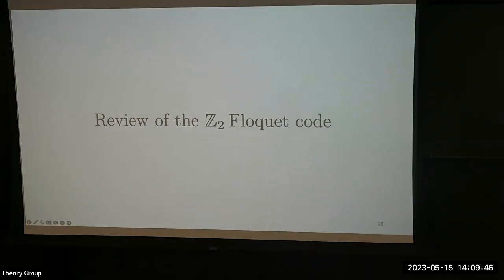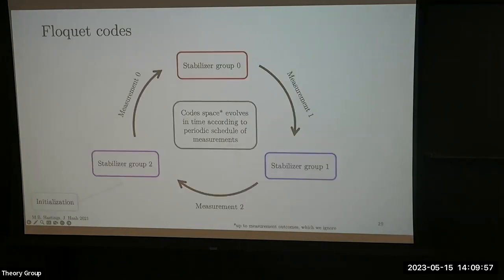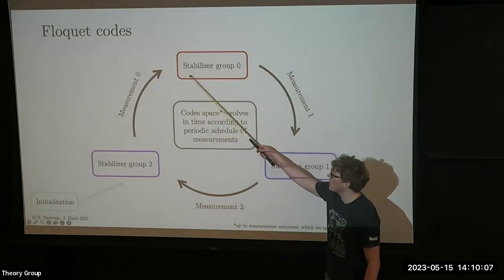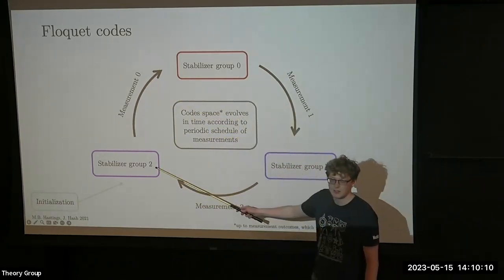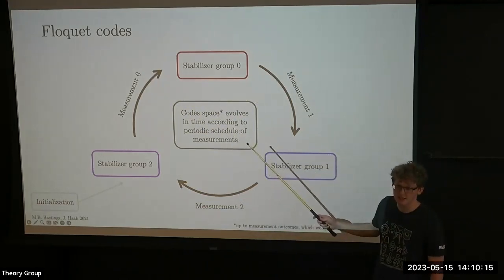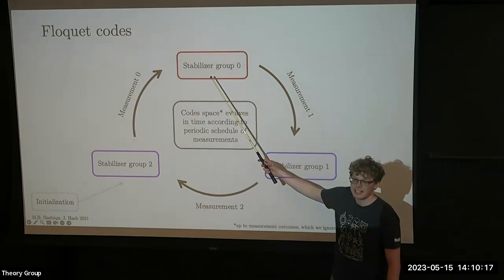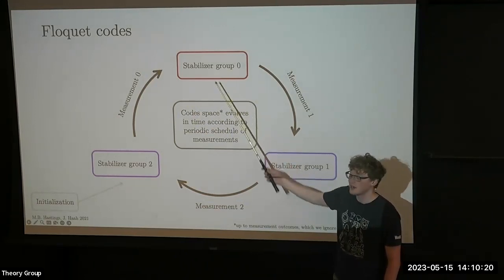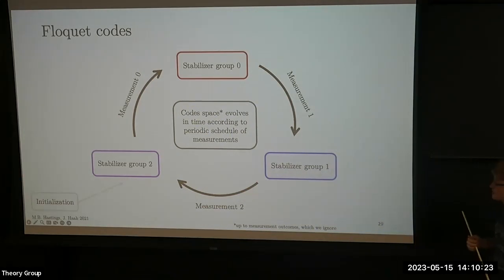So, let me start with a review of the Z2 Floquet code. This is the particular Floquet code that we'll be interested in. I'll start by making some general comments about Floquet codes. So the idea here is that Floquet codes are a dynamical quantum error correcting code. The stabilizer group changes over time according to a periodic schedule of measurements. Each of these instantaneous stabilizer groups, or ISGs, defines a corresponding instantaneous code space. This is the mutual plus one eigenspace of those stabilizers.